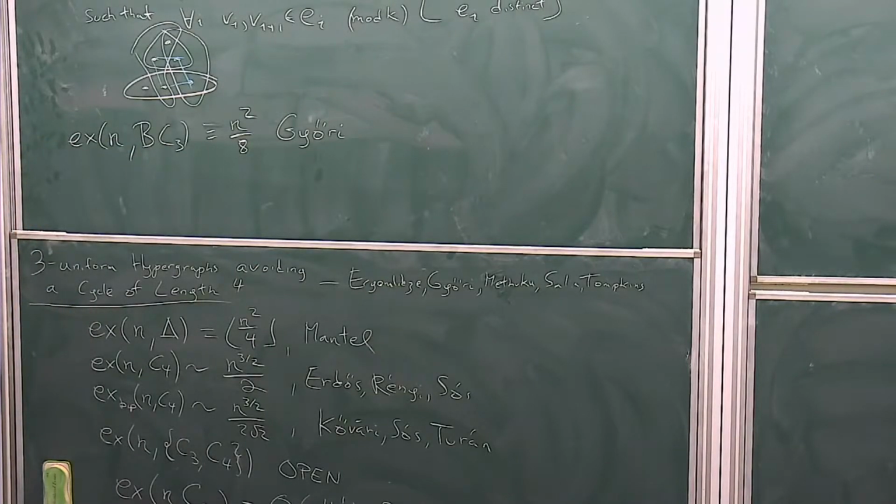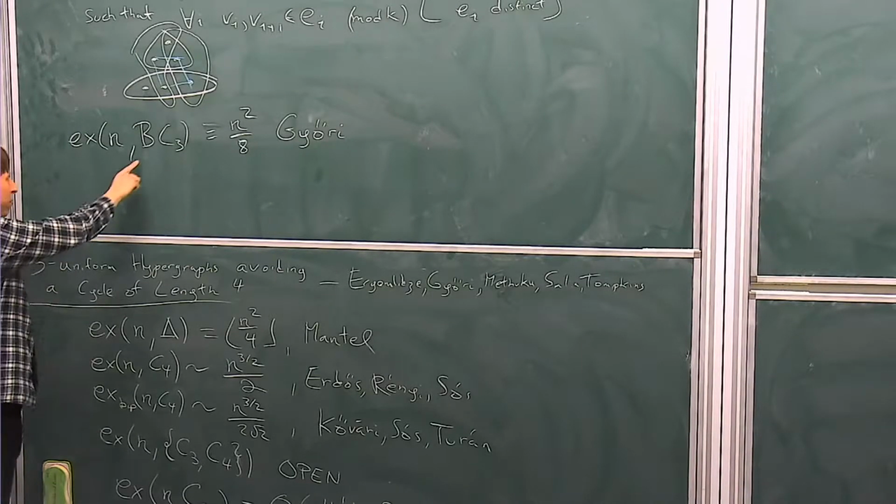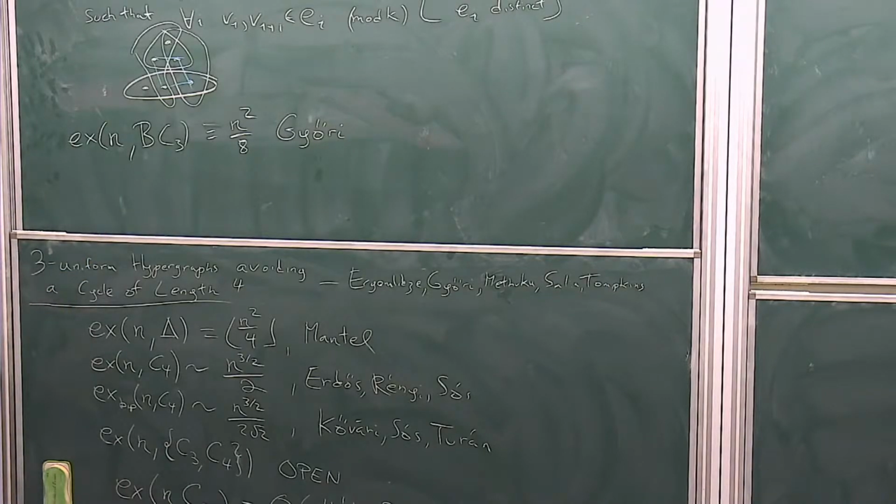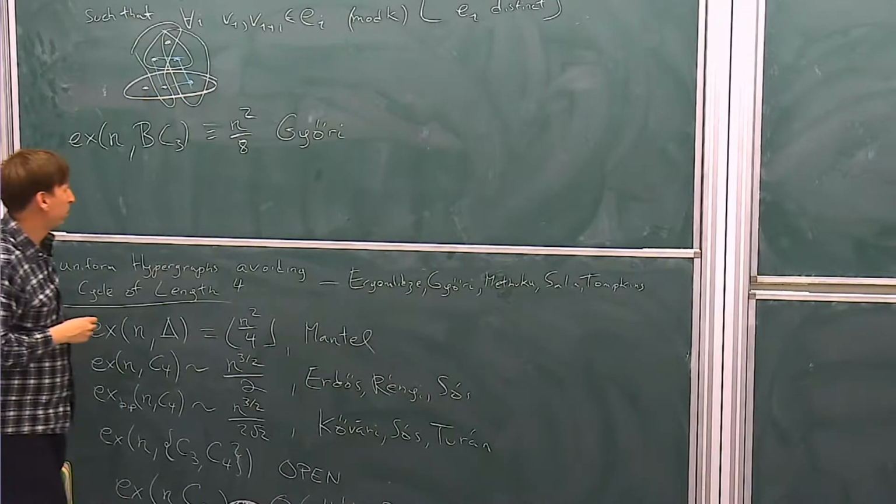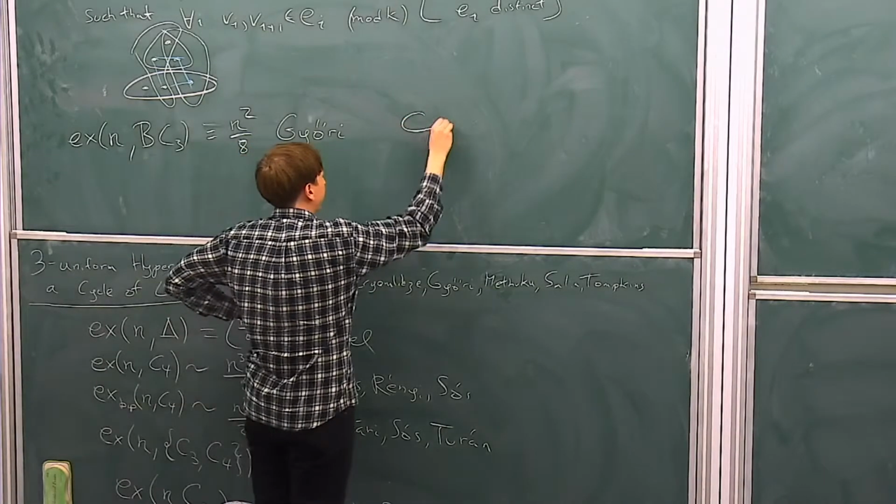So now C3 is like a set of possible Berge cycles. Yeah, I haven't been incredibly formal here, but you can think of it as a Berge cycle being a collection of hypergraphs, so this is like EX(n, a forbidden collection of specific isomorphism classes of hypergraphs). So if I forbid all the Berge cycles which are triangles, then Győri proved that n squared over 8 is the bound. And the construction is quite simple.